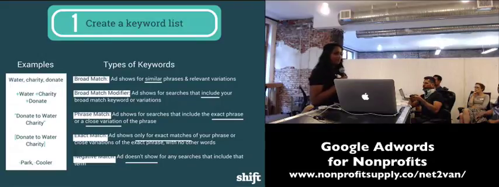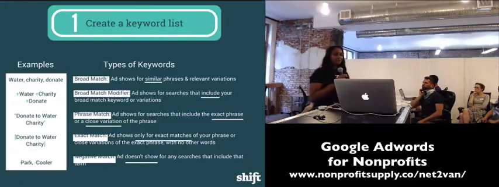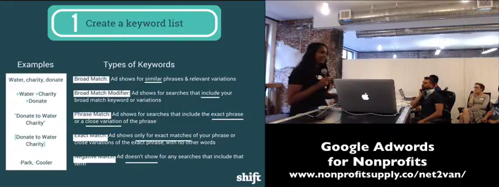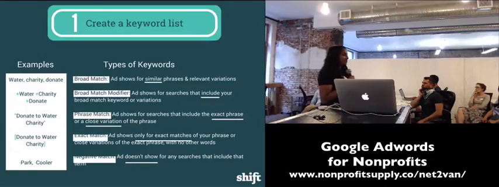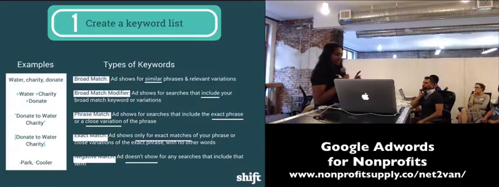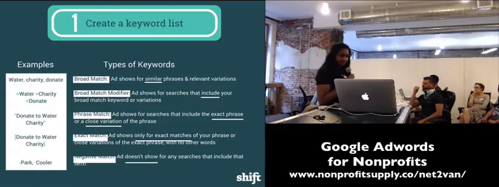The first one is broad match. So these ads show for similar phrases or relevant variations of that word, and you just enter these in as normal, separated by commas. The next one is broad match identifier or modifier. So that word that you put in has to be included in that search term when someone searches for water, and you indicate that with a plus sign next to the word. So that word will have to be in the user search term.